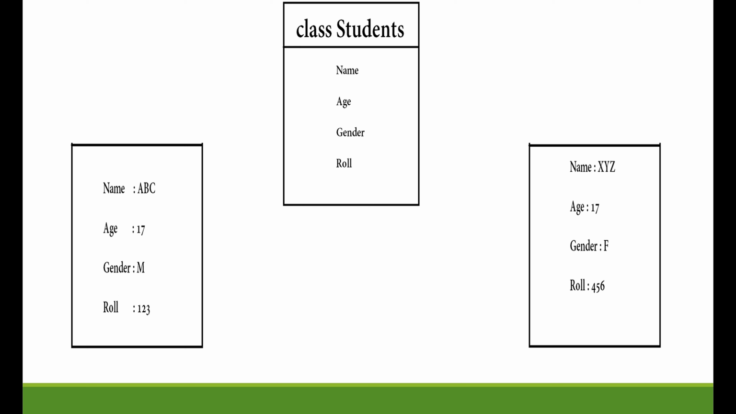Similarly, you can consider another object of the class students, which has the name XYZ and some age, gender, and some role. That's how you can define an object of a class. That is, objects are basically the actual instances created from the blueprint of the class.